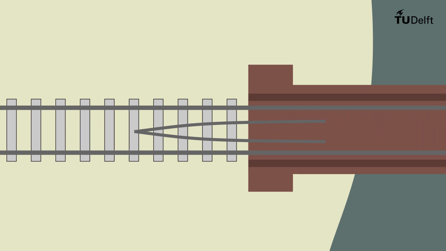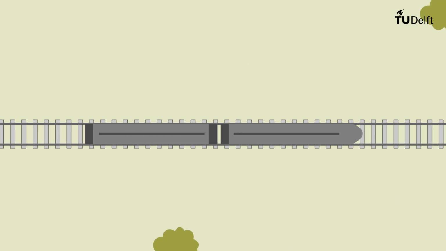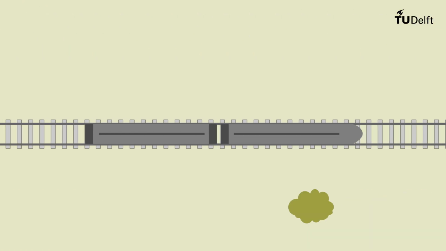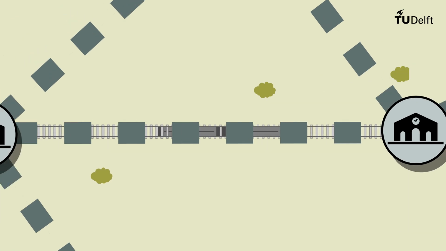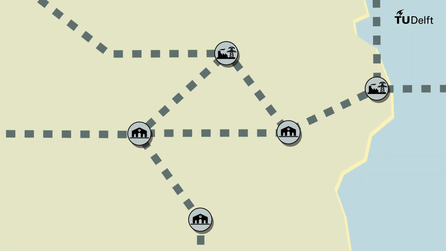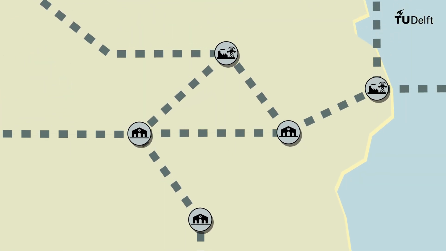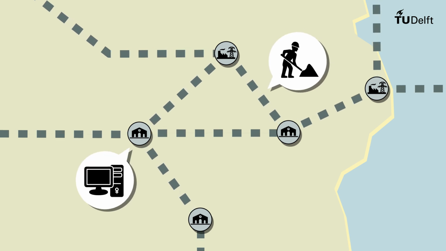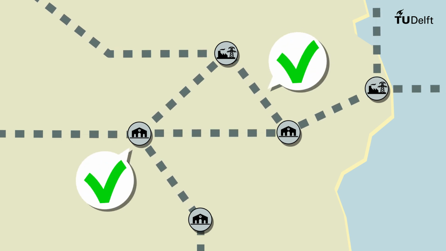These are the main components which form the railway network. The network transports people and freight between cities, harbors, and other hubs. Behind the railway network, a network of people and computers keeps everything running, making sure your train arrives on time.